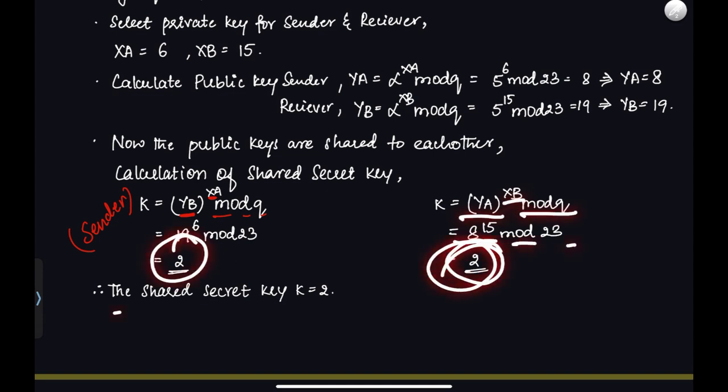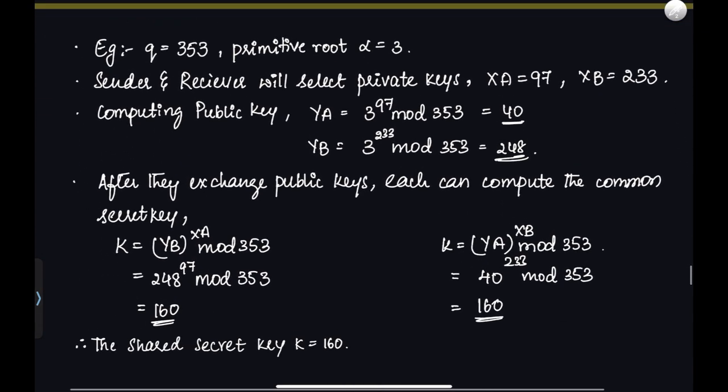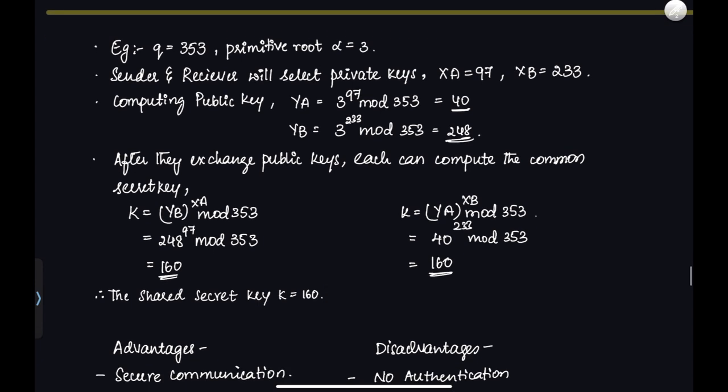So here, the shared secret key is k is equal to 2. So this is again a second example. Now we have the third example. This example is mentioned in the textbook.